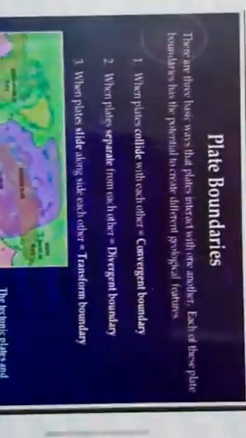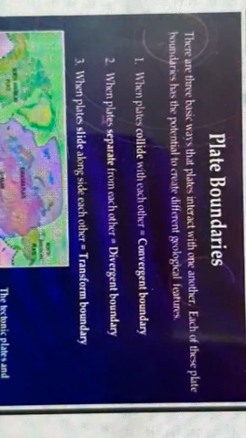Hello everyone, this is the 2nd part of module 7. In this we will discuss what happens at tectonic plate boundaries. There are three basic types, as explained: convergent, divergent and transform.